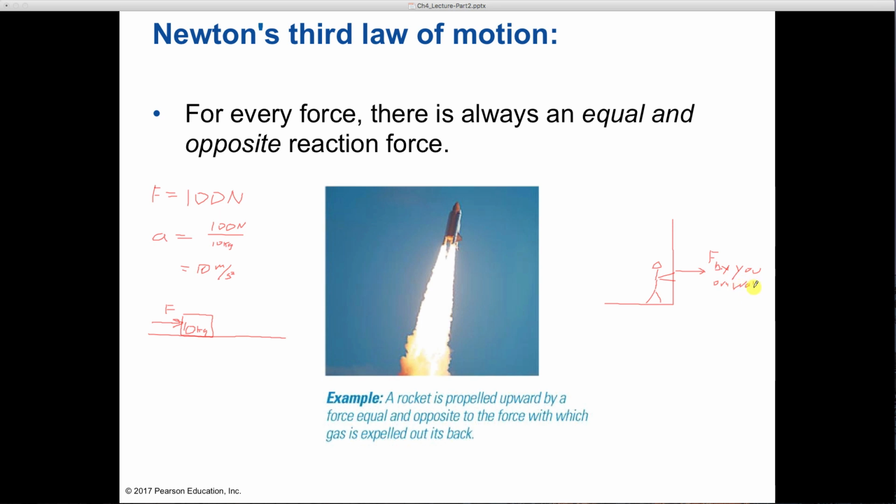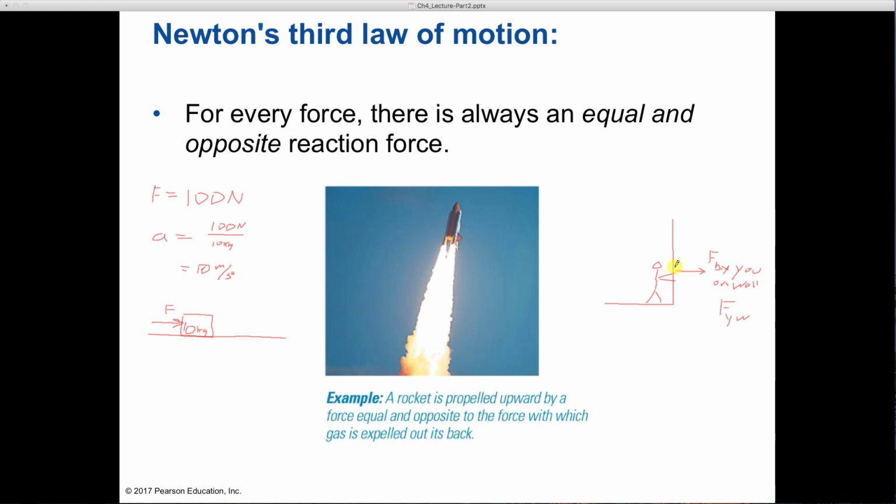And the way we'll write that is just to abbreviate it a little bit. We'll write this as the force by you, so we'll put a y there, on the wall. Okay, so the force by you on the wall. You are pushing on the wall in this direction to the right. You're pushing on the wall.